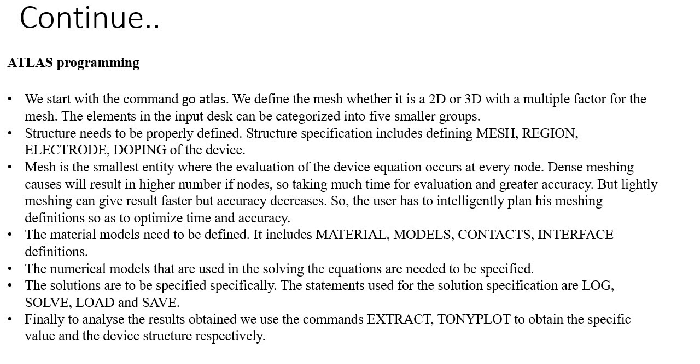The elements in the input deck can be categorized in 5 groups. These 5 groups are: create structure files, solve files, meshing, region, electrodes, and doping. In meshing, you evaluate the equations at every node. If you create a dense mesh, there is a higher number of nodes. If you create a coarse mesh, you have fewer nodes, but accuracy is greatly degraded. So you have to plan accordingly, optimizing the time and accuracy.